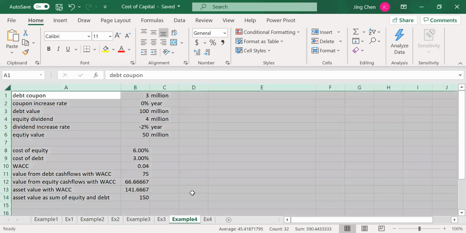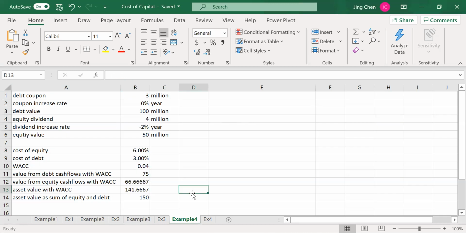Now let's go to the last example. In this case, we assume it is a declining company. The dividend increase rate is negative 2%. This means the company is declining. And we see in this situation what this calculation of WACC will bring us. We do the same thing, right? Cost of equity, cost of debt, WACC, and value from equity cash flows and value from debt cash flows.